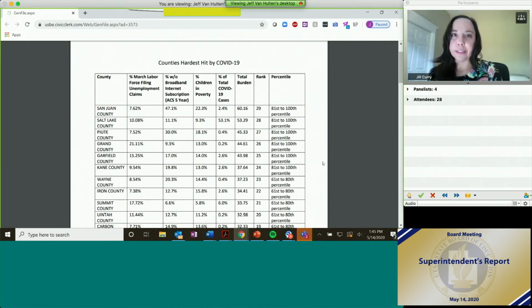And so, for example, even though Canyon Rim Academy and Salt Lake School District are both in Salt Lake County, we would probably not distribute the exact same dollar amount of funds to both just because their sizes are so different. So I imagine if we use counties hardest hit as a factor in terms of distributing funds, there will be other factors that help us land on appropriate dollar amounts for LEAs. And with that, I'm happy to take any questions or feedback.